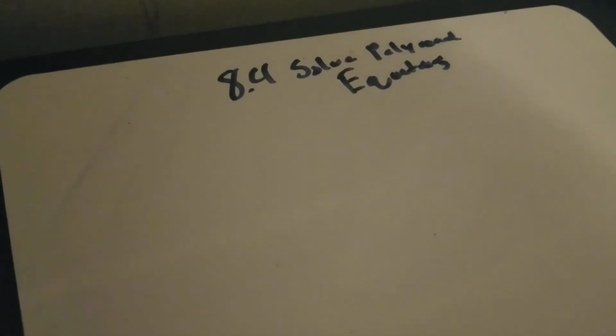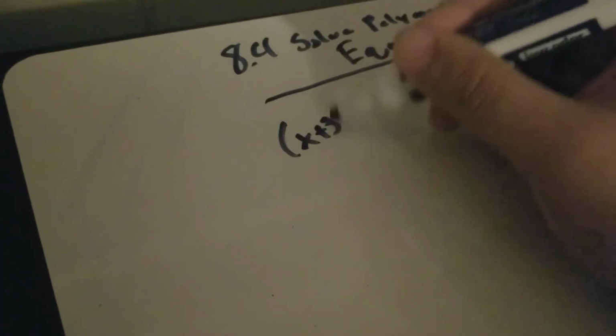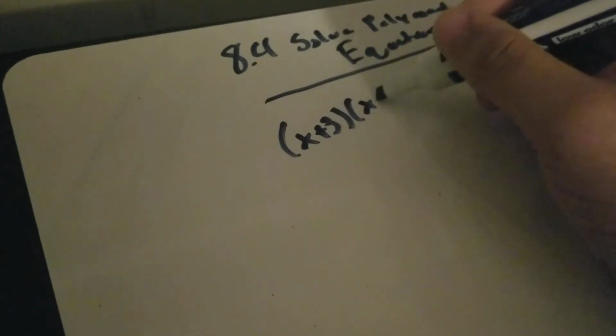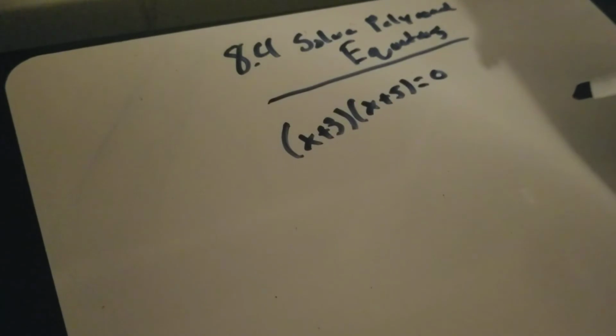All right, so 8.4, solving polynomial equations is our section today. Now, what's very strange about solving polynomial equations is this. I'm going to make one up real quick. So let's do (x plus 3)(x plus 5) equals 0.